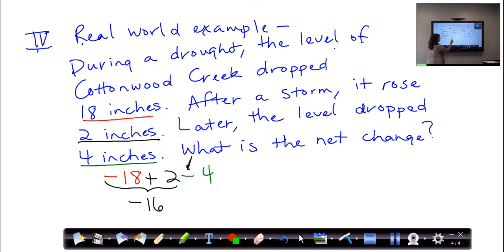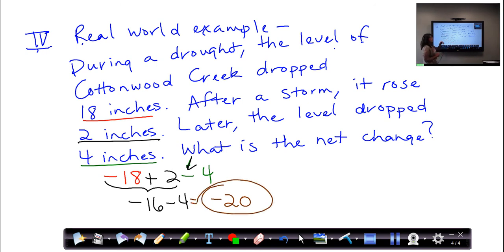But then don't forget this minus 4 that's in the back. I got to carry it down. Now when I take that negative 16 minus 4, the signs are the same. When signs are the same, we combine the digits and we keep the sign. So my net change is going to be negative 20.